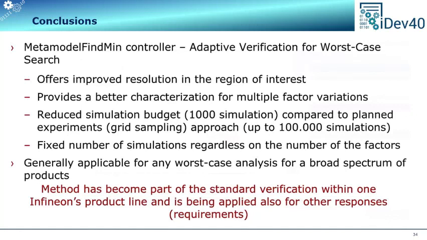The explanation for this approach is based on the principle that only a few parameters are actually dominating this. The rest are only contributing with lower weights, smaller percentages. It means that most of the space is redundant, and when performing full grid, most of the simulations will tell us nothing. While with adaptive verification, we focus exactly on the region where we are close to the worst case. The methodology is generally applicable for any worst-case analysis for a broad spectrum of products and problems.